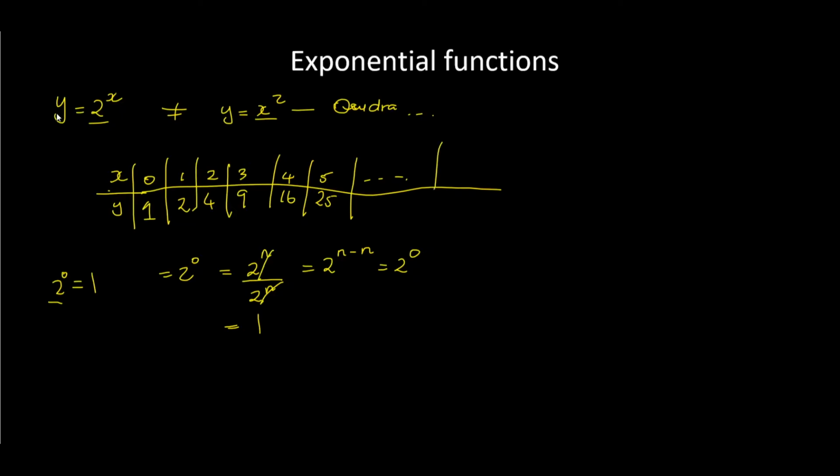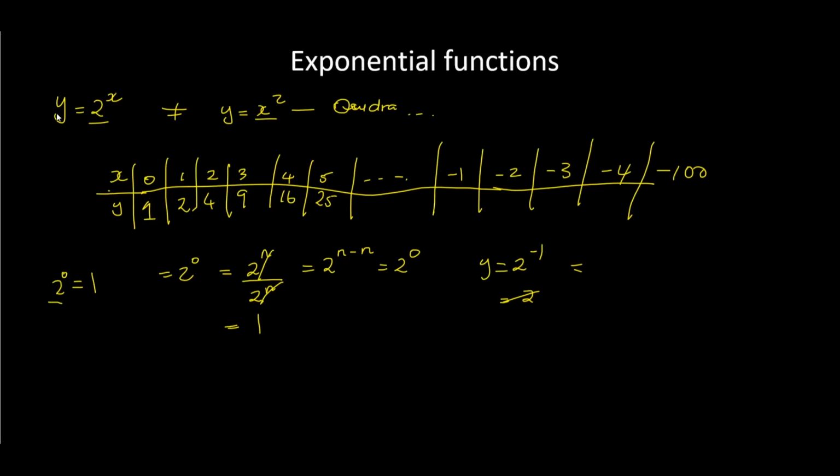So we will now have minus 1. Y is equal to 2 to the power minus 1. Any number to a negative power, you can represent it like that. You see? So that will give you 1 over 2, which is 0.5. And then you do the same for y is equal to 2 to the power negative 2. That will give you 1 over 2 to the power 2, which is a quarter.